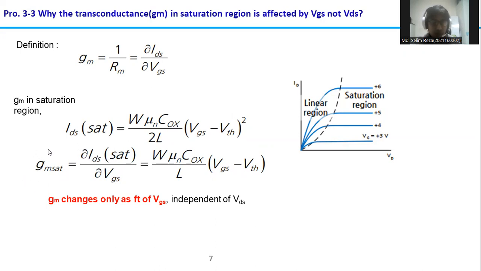So the transconductance will only change with the change of VGS. If we change the VGS, the transconductance also changes. If we increase VGS, the transconductance will decrease. And if we decrease VGS, the transconductance will increase. So we can conclude that transconductance changes only as a function of VGS, gate to source voltage, and it is independent of VDS.